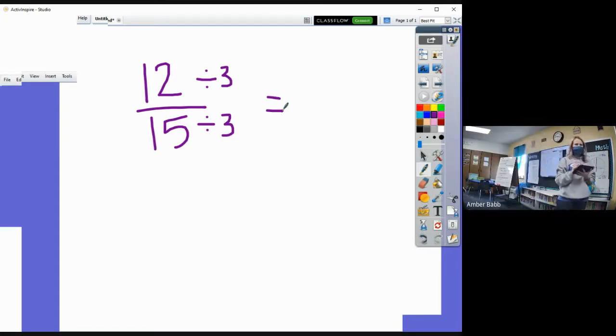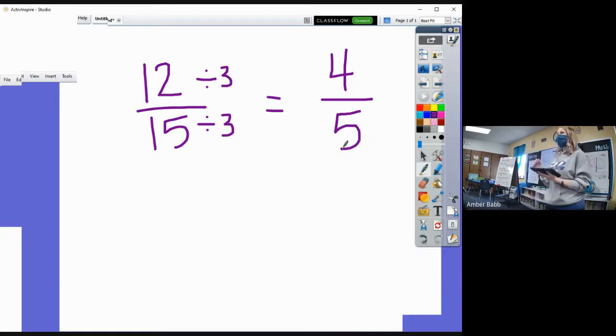When I do that, 12 divided by 3 is 4. And 15 divided by 3 is 5. My answer on that one was 4/5. That's as small as I can get it. What happens if I don't divide by the greatest common factor? I'm going to end up with a bigger number that can still be reduced even more.